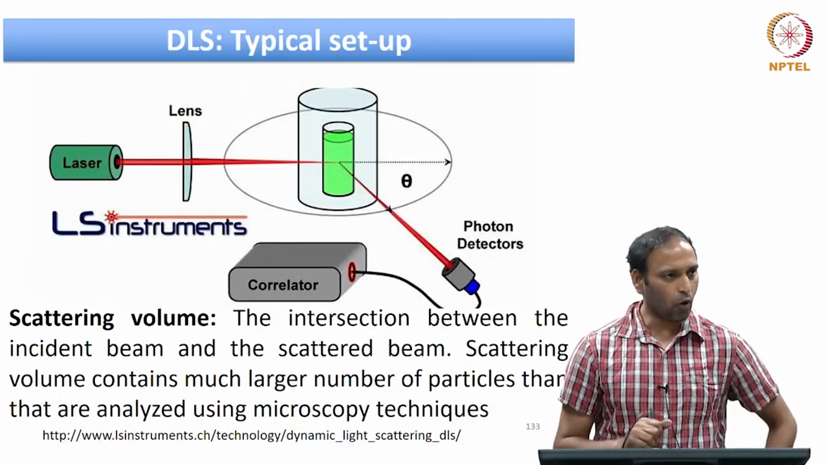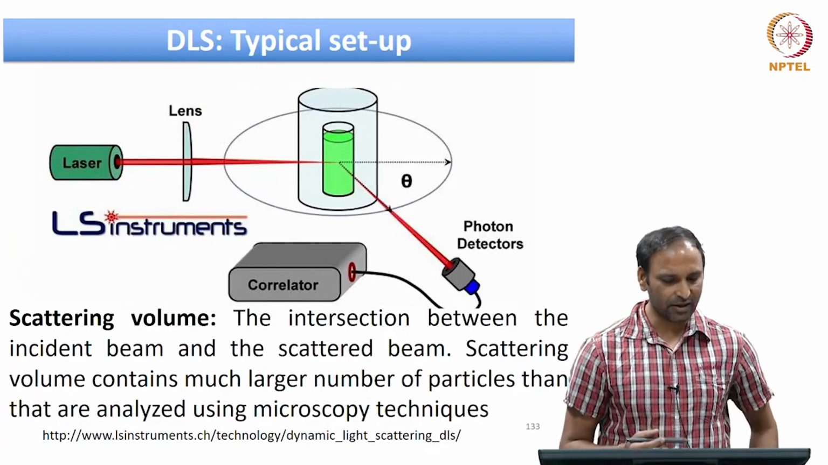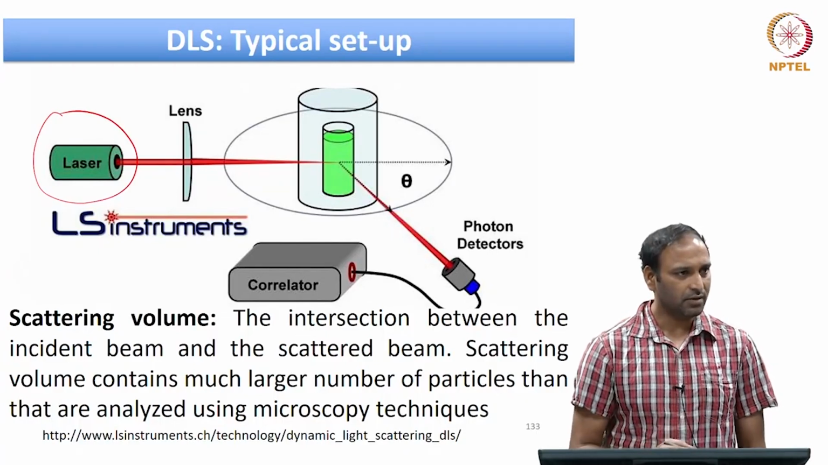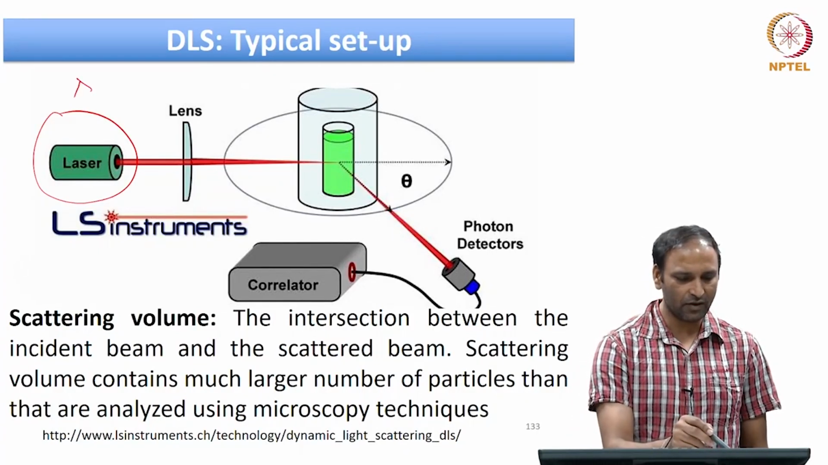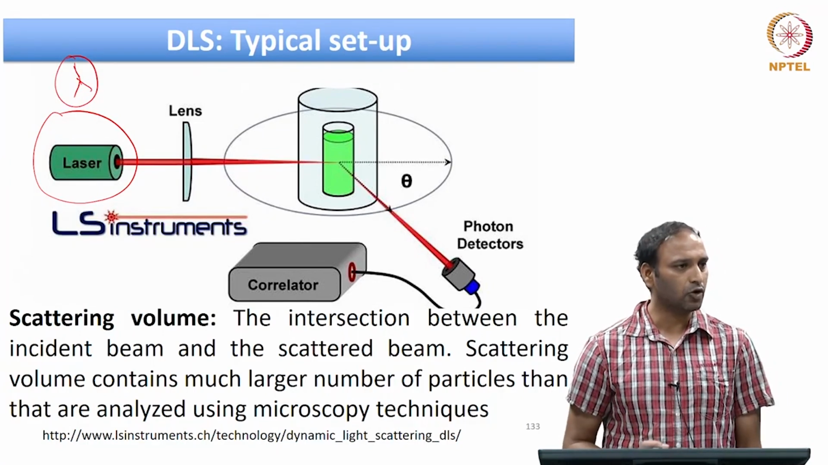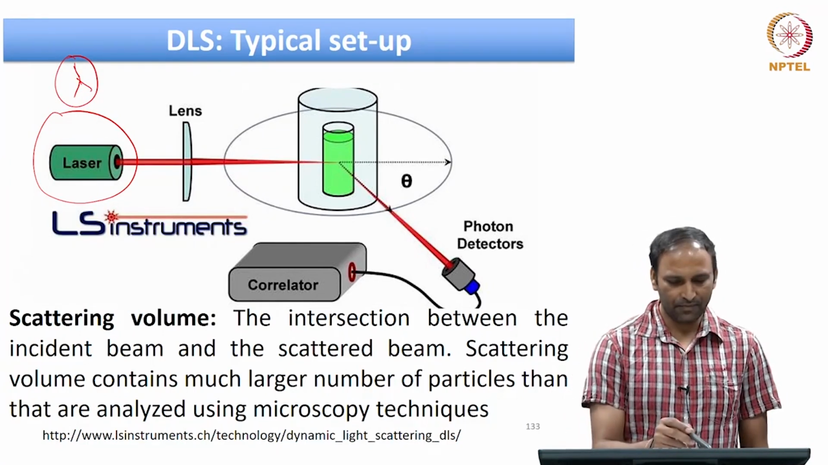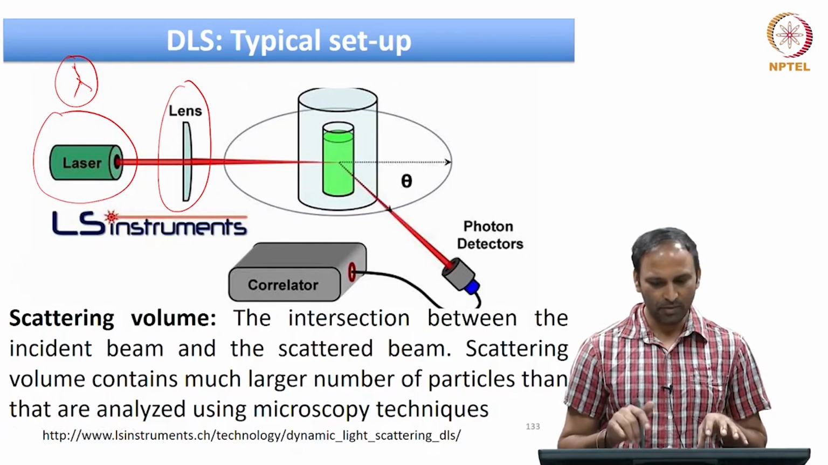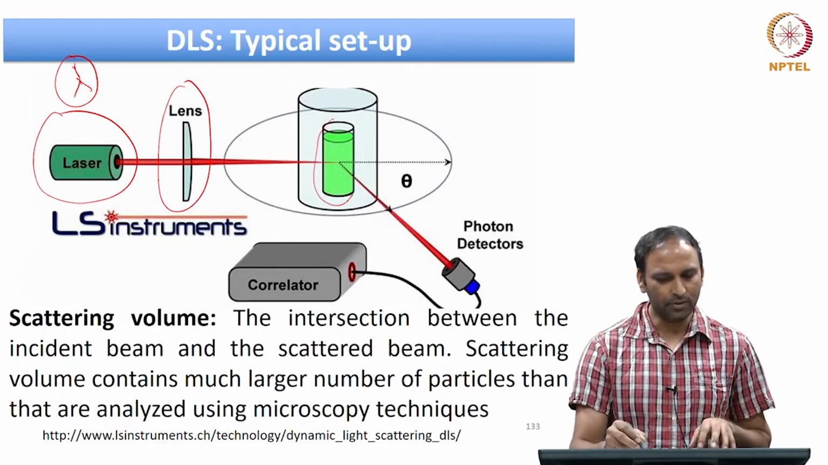Typically, if you open the instrument, this is what it will have. The essential components would be a laser, which basically will give you radiation, monochromatic, of a particular wavelength, and there is a set of lenses basically to get a collimated beam, and there is a sample.